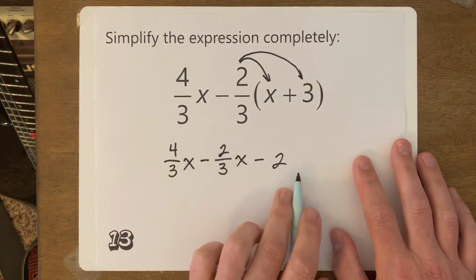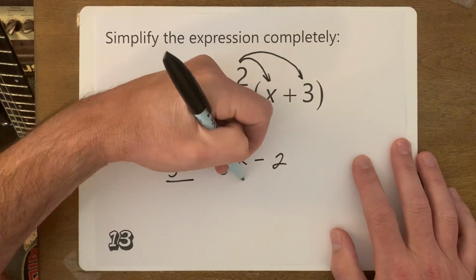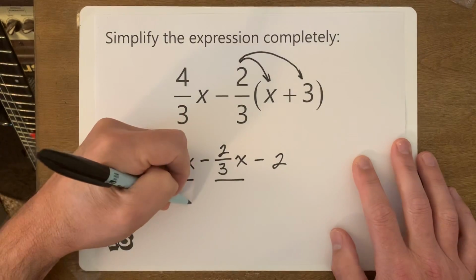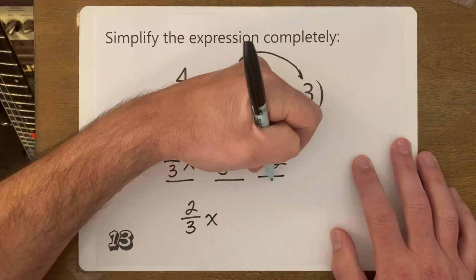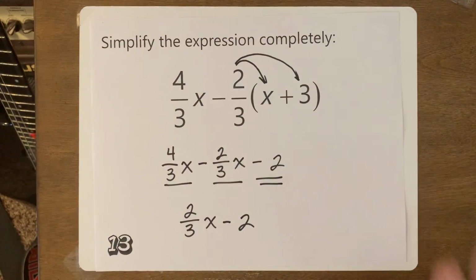Now, we have 3 terms. These two have an x, and so I'm going to combine those first. 4 minus 2 is 2. So I'm looking at 2/3 x. The minus 2 here for the constant has no other like term, so I'm just going to leave it, and then that's my final answer for that one.